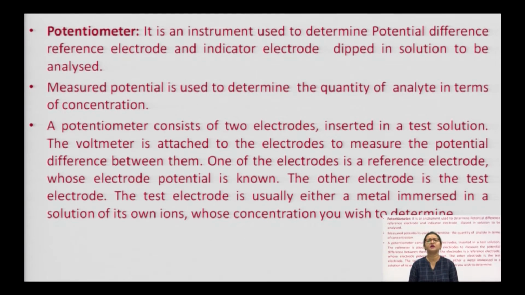The voltmeter is attached to the electrodes to measure the potential difference between them. A voltmeter is attached between the reference electrode and the indicator electrode to measure the potential difference between the reference electrode, which remains stable, and the indicator electrode, which shows the potential difference across the changes in concentration of the analytical solution or the changes in concentration of the analyte.